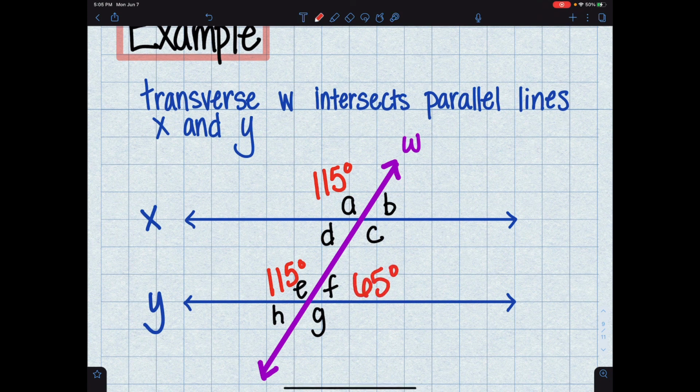Now it didn't ask it, but we also know that B is 65, also D is 65, H is going to be 65, G is going to be 115, C is going to be 115. We know them all just because they gave us this one. So that's pretty cool, huh?